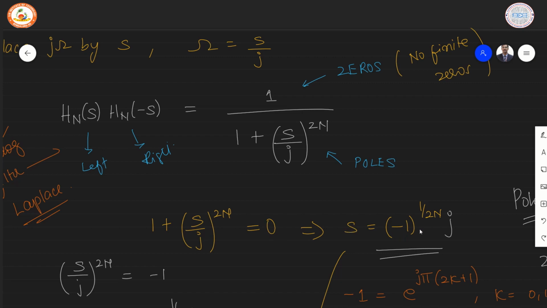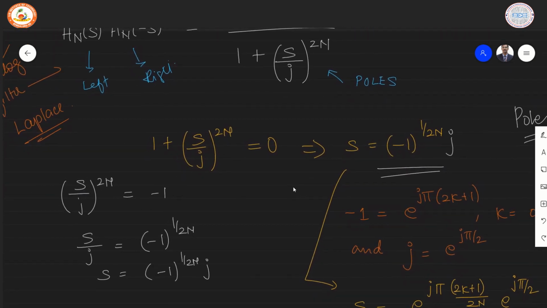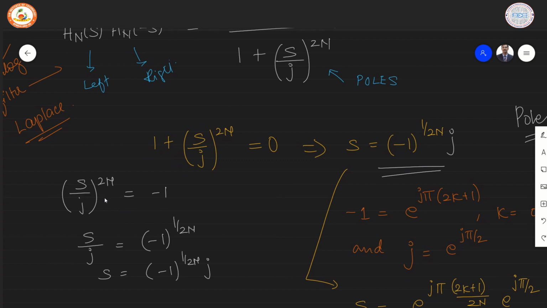Solving for s gives you a result which is minus 1 to the power of 1 by 2n multiplied by j. Now here we may perform a substitution. The simplification steps are shown here for your convenience. First we move the value 1 to the other side, it becomes minus 1. To eliminate 2n, we take the power 1 by 2n on both sides. So we get s by j, and minus 1 becomes a power 1 by 2n. Solving for s, we can shift the j to the other side and we end up with the equation that we have just shown.